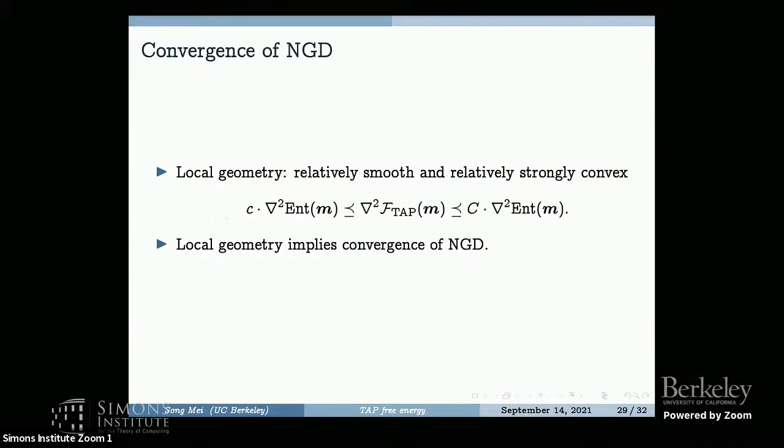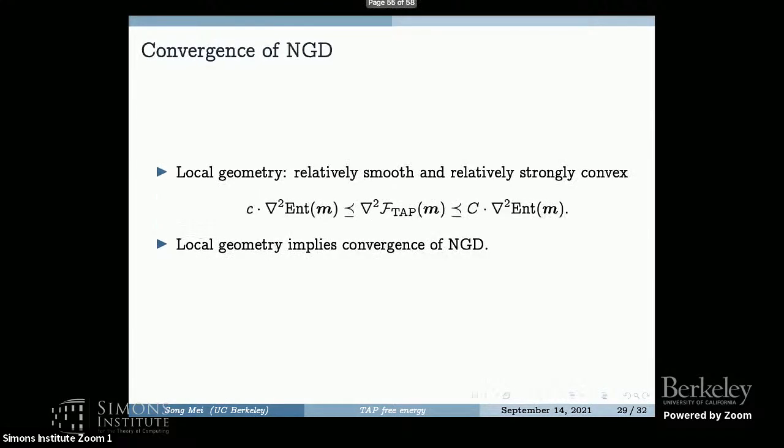And then we have how to show the convergence of natural gradient descent. This is purely due to a geometric property. Because of the landscape we have shown for type energy, we can show the relative smoothness and relative strong convexity. And then a simple, non-random optimization argument will imply the convergence of natural gradient descent.